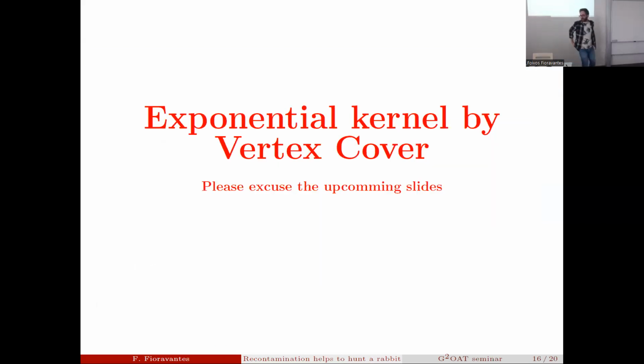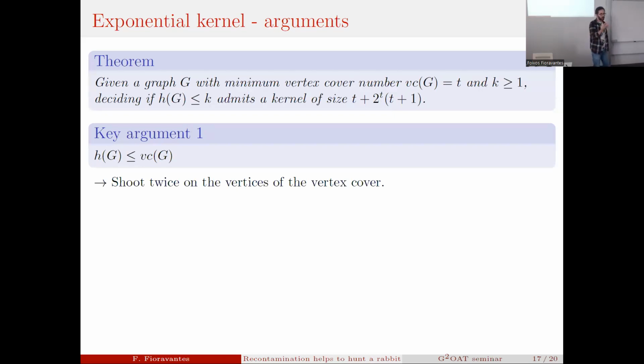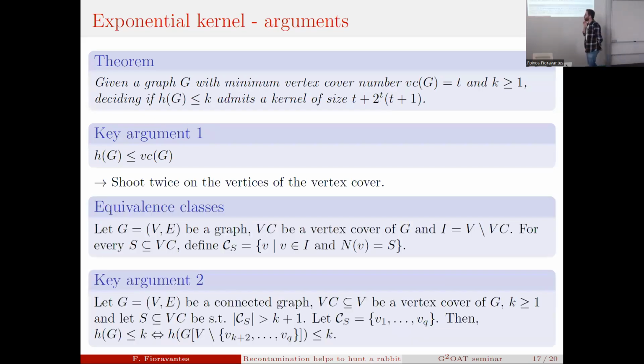Finally, the exponential kernel we gave for the vertex cover. The slides are not going to be nice. So we have this theorem that we can have a kernel of this size where T is the vertex cover number of the graph. How do we do it? Well, there are two arguments. First, the vertex cover itself is an upper bound on the Hunter number. Just shoot 2 times on the vertices of the vertex cover. It was either on those vertices or on the independent set. Now it's shot.